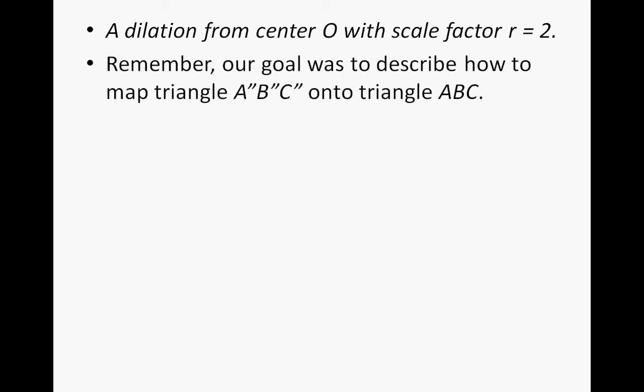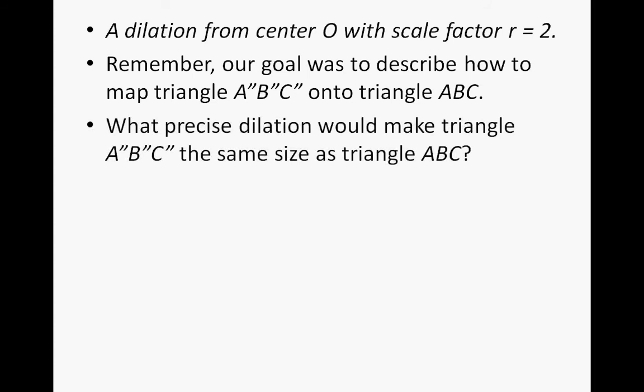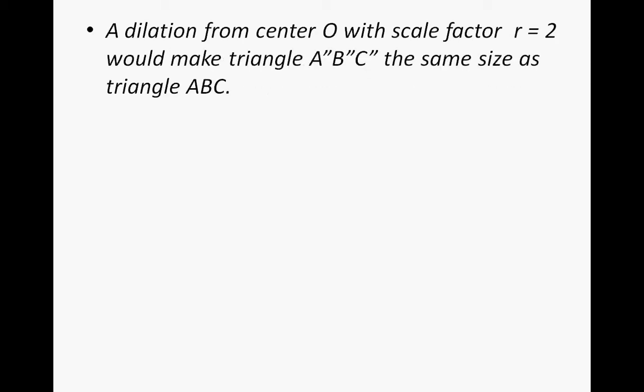Remember that our goal, though, was to describe how to map triangle A double prime B double prime C double prime onto triangle ABC. So not just A prime B prime C prime, but the double prime triangle. So what precise dilation would make triangle A double prime B double prime C double prime the same size as triangle ABC? Well, a dilation from the center O with a scale factor of r equals 2 is going to make that double prime triangle the same size as triangle ABC.